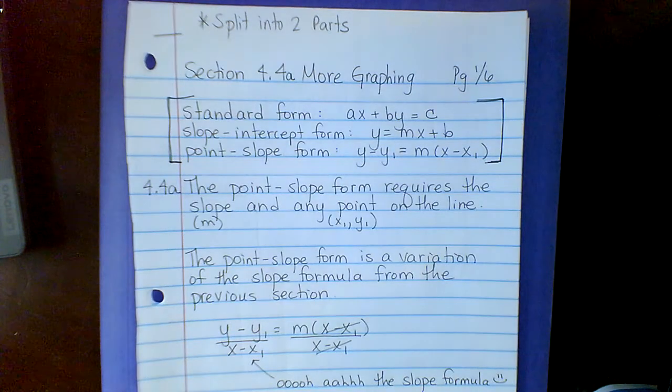Okay, this is section 4.4. I'm going to split this into two parts because Hawks splits it into two parts. They do 4.4a and 4.4b. So this is the stuff for 4.4a.